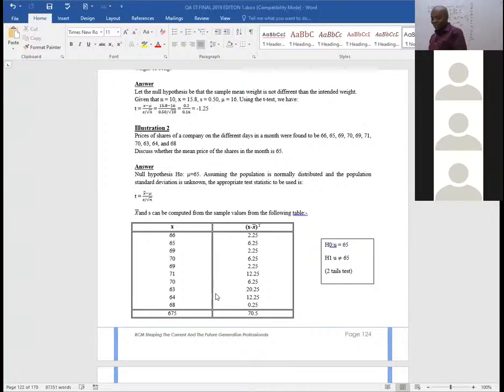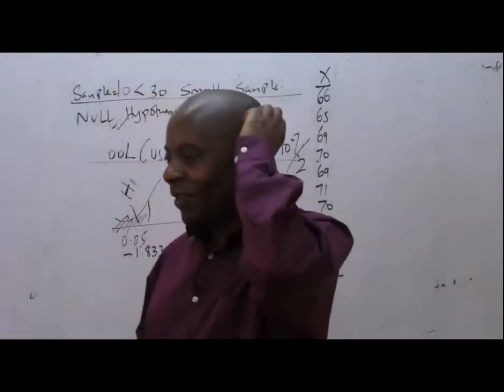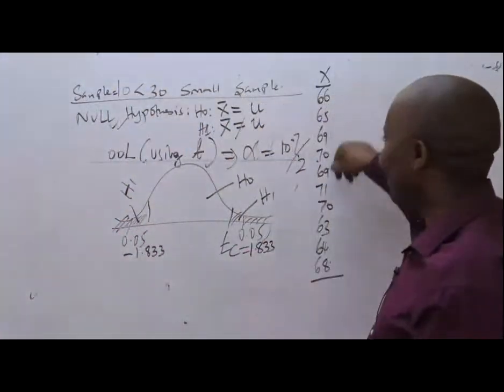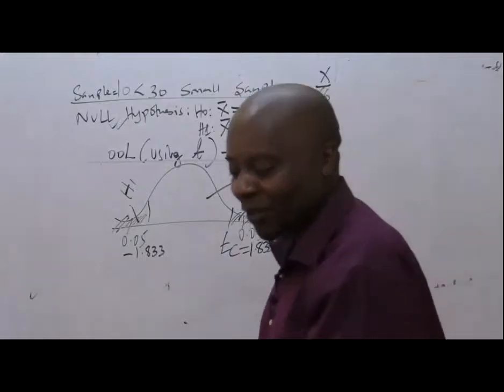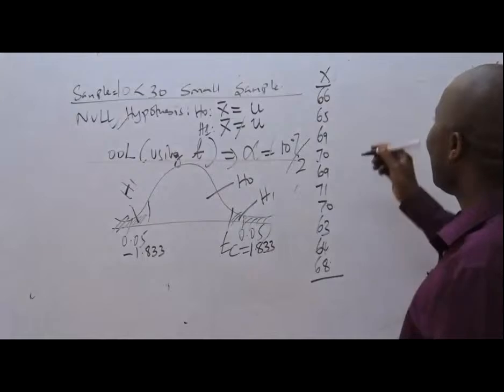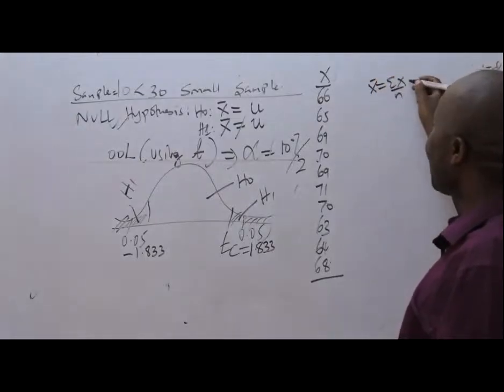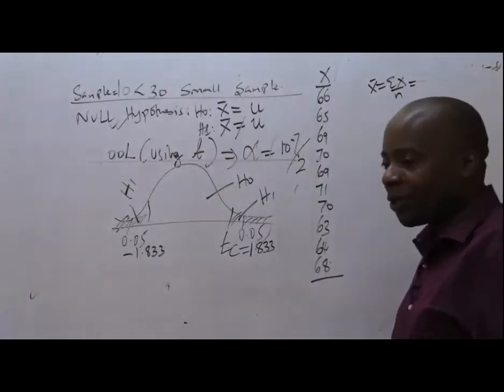You bright students of mine, all of you are bright, could you kindly help me out? What do you think shall I do to be able to get X bar? It is a very simple thing. The first thing you'll do is to add and give us the total. So X bar will be summation of X divided by N. Is there anybody who is able to give me the summation of X?